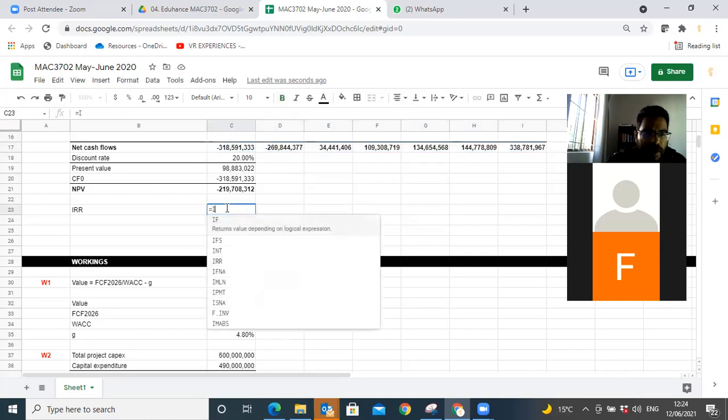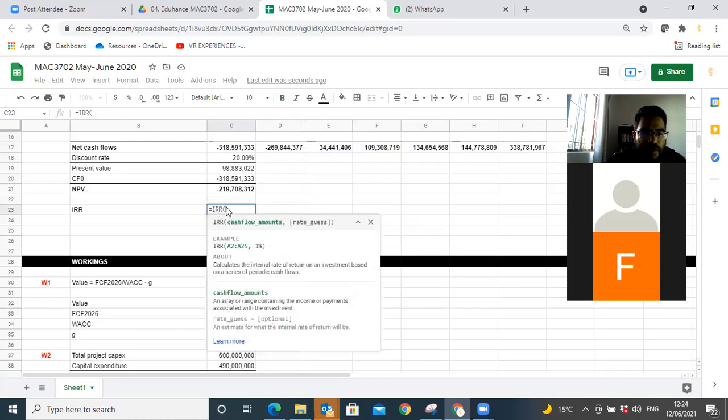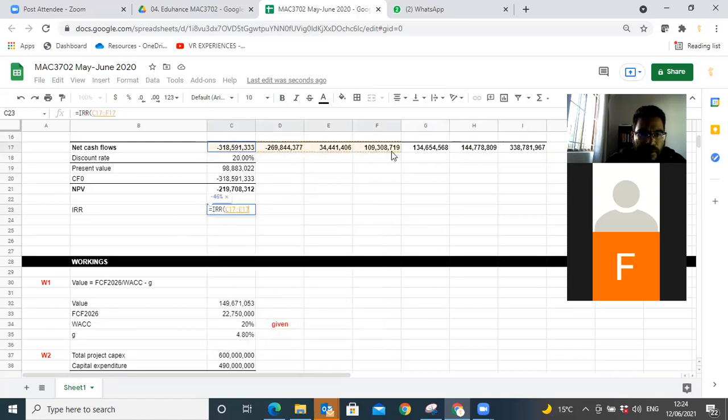Equal IRR. So they want all the cash flow amounts. And then they want a rate.